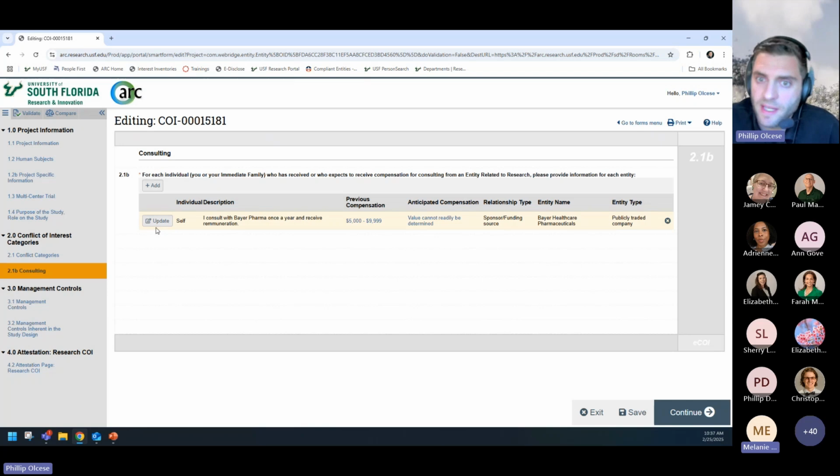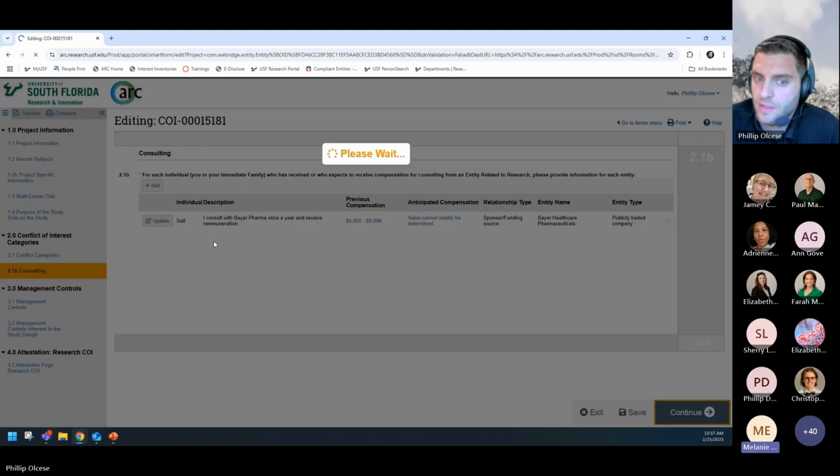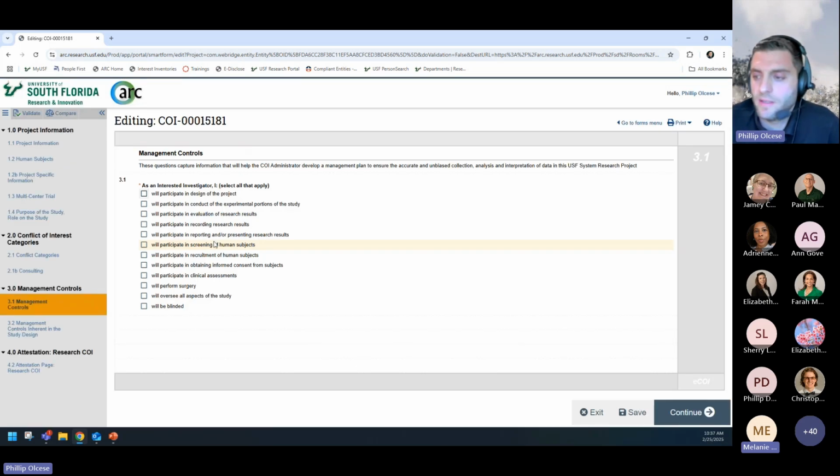So if we made a mistake, we can update it. If we need to add another consulting, we can do this here. So at this point, we can list all of our anticipated or received compensation from various sponsors related to this project, to this research. So this is the first part of disclosing, how to disclose, what to disclose. We're now getting into controls and the management plan itself. So the PI is asked a variety of questions here about my role in the study.